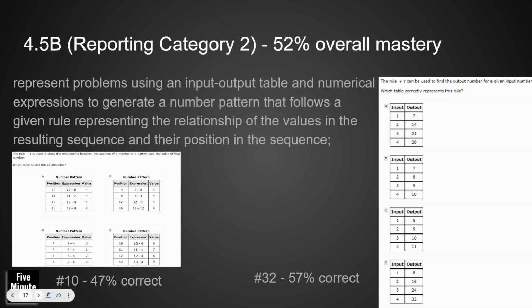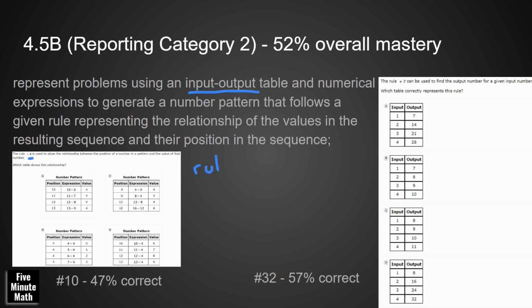So next, we're looking at 4.5B. This is in reporting category 2, only 52% overall mastery, input-output tables for students. And the pattern is always following a given rule, representing the relationship of the value to the sequence and the position in the sequence. So let's look at number 10 first.